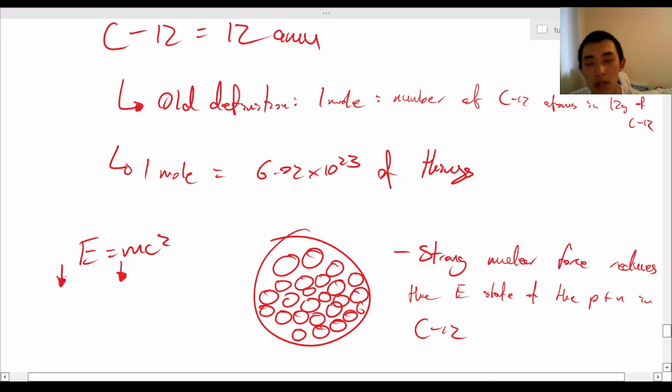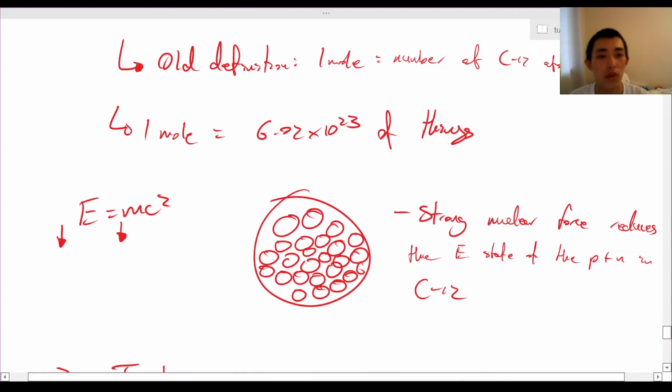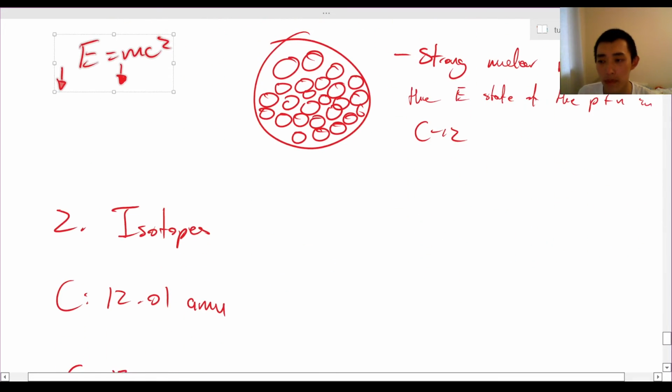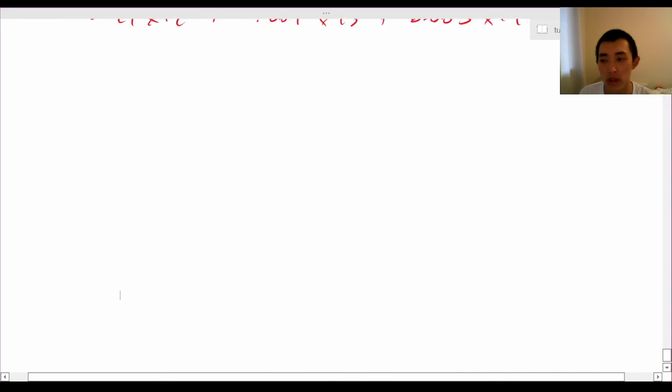So that explains why hydrogen, because it's naked by itself, doesn't have the strong nuclear force to reduce the energy state. So E goes up, M goes up. That's why it weighs a bit more. But don't worry about that, that's something you'll explore more in physics in year 12. So let's go through some questions.